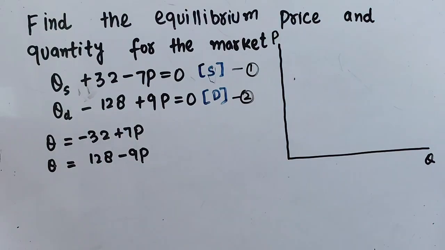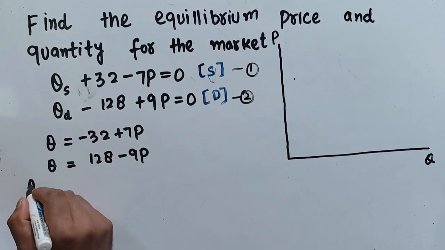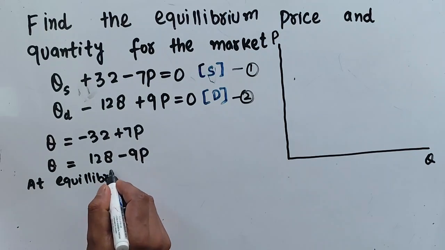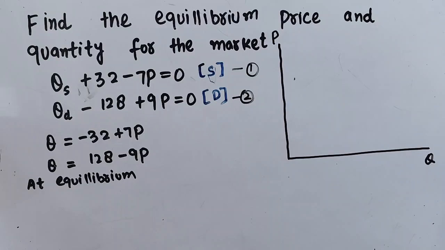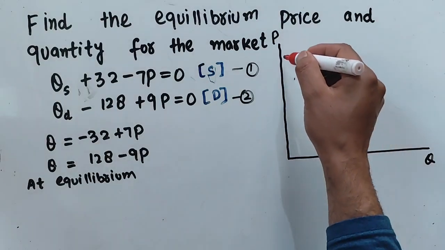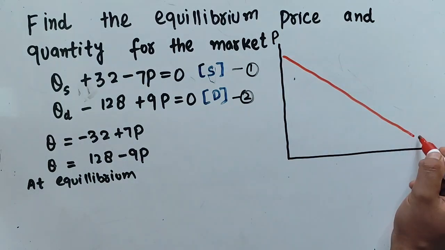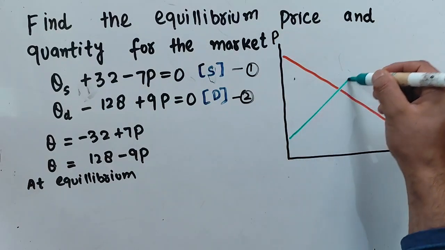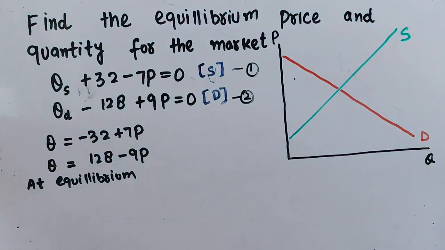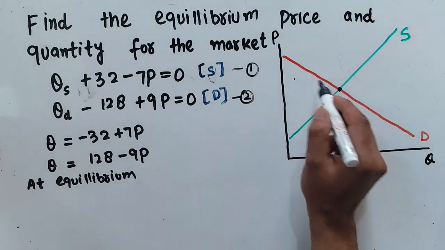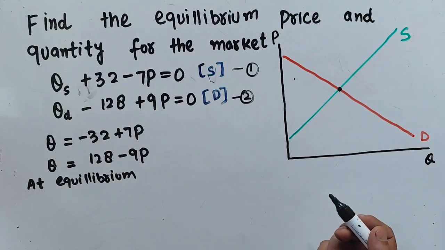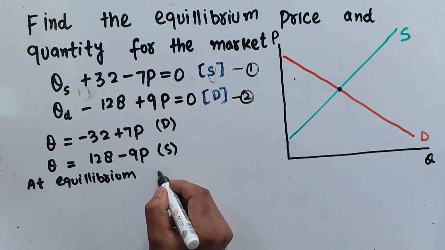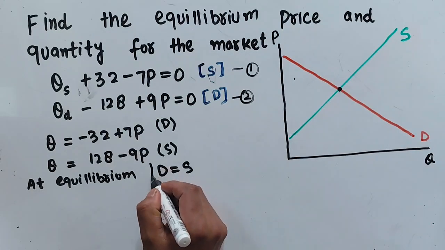Now we know that at equilibrium, demand is equal to supply. If this is our demand function, and this is our supply function, equilibrium attains where the demand and supply curves intersect with each other. So this is our demand function, this is our supply function. So at equilibrium, demand is equal to supply.